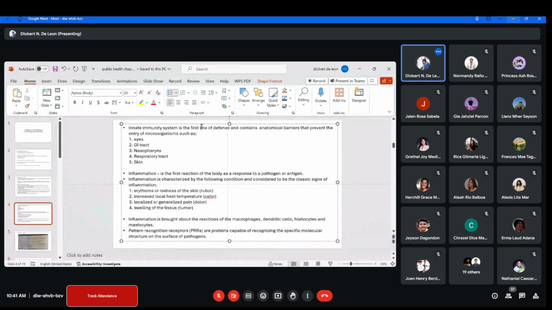And these are as follows. We have the eyes, which are one of the barriers. These are physical barriers, guys. We have the GI tract or the gastrointestinal tract, the nasopharynx, the respiratory tract, and the skin, okay?